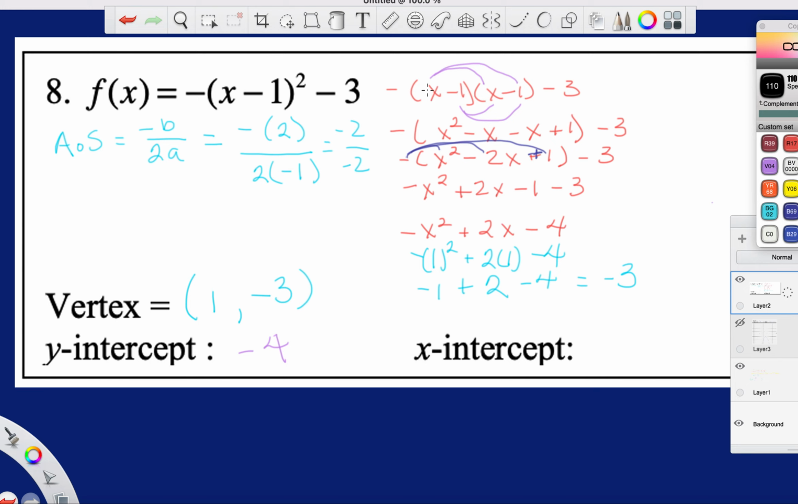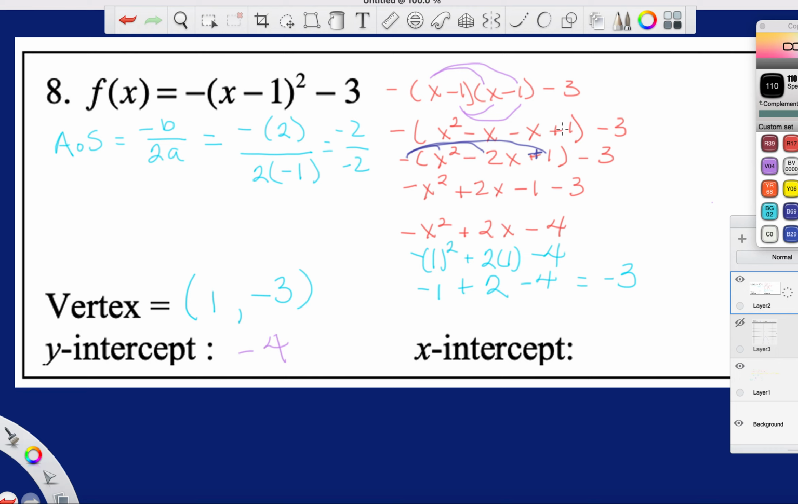Negative x minus 1 times x minus 1, right? There are my two binomials. That's squaring that term right there, minus 3. Then I did the FOIL. So x times x is x squared. x times negative 1 is negative x. Negative 1 times x is another negative x. And then negative 1 times negative 1 gives me positive 1.